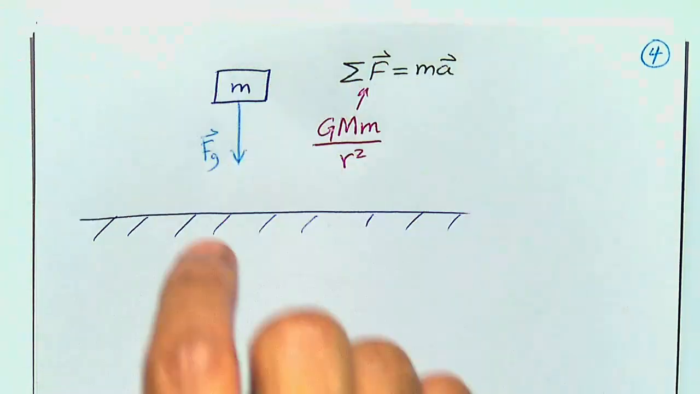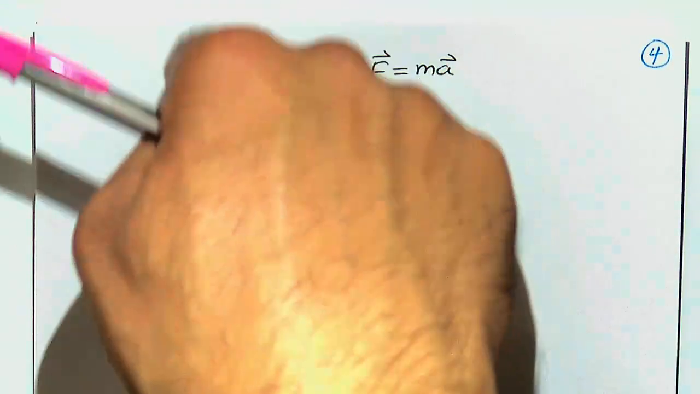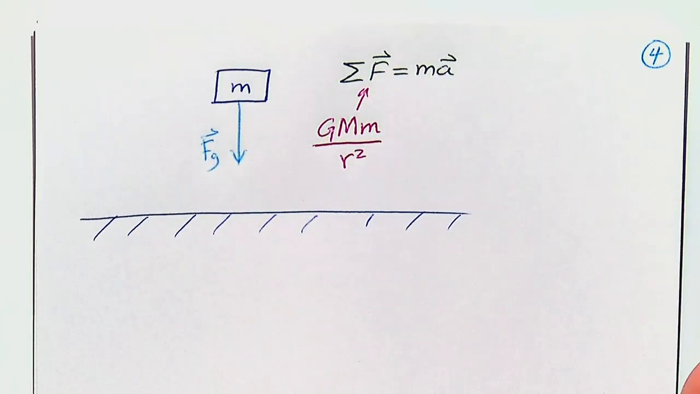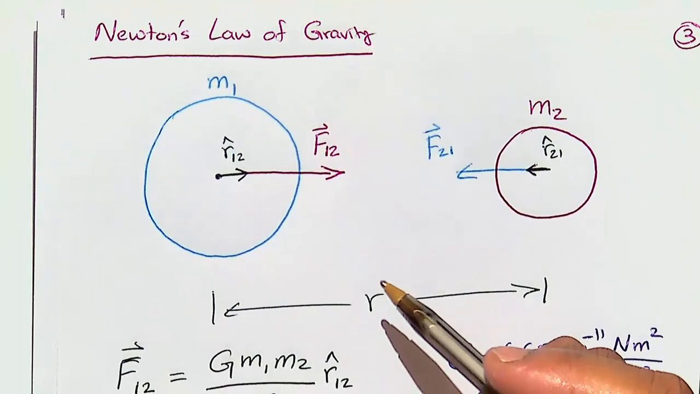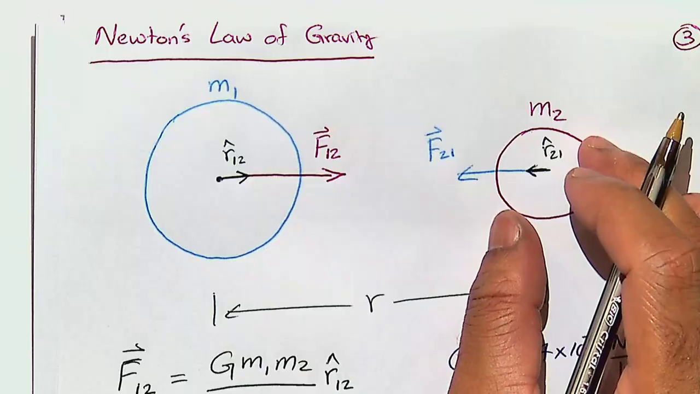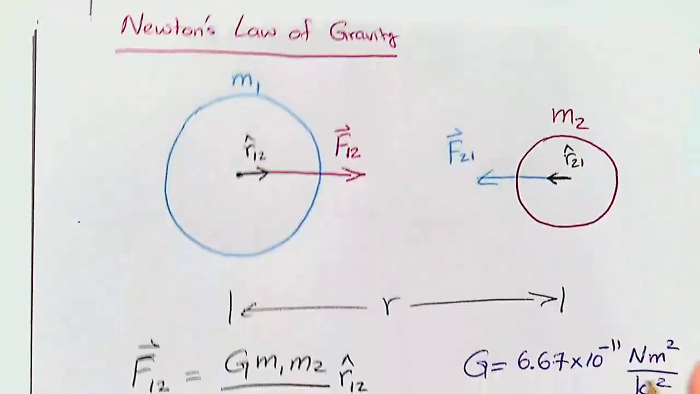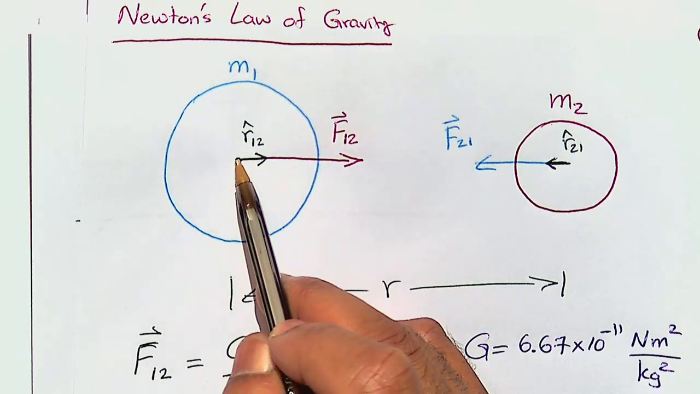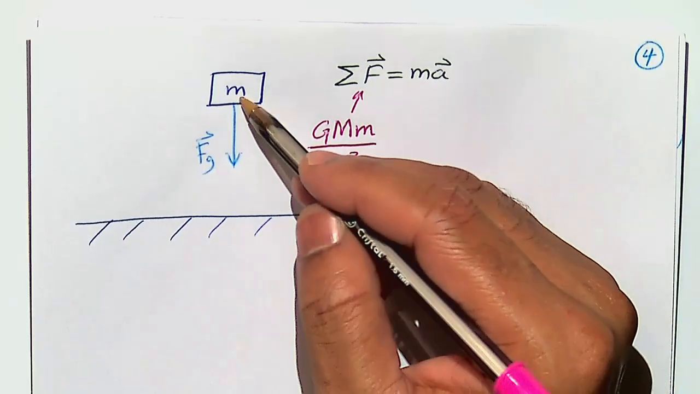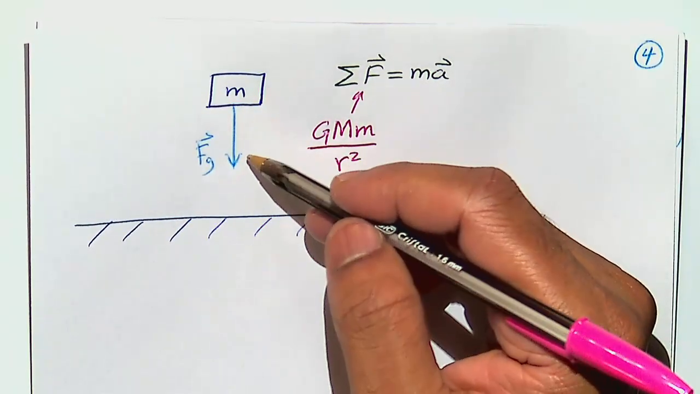Now, I know the direction. I'm going to ignore the unit vectors because I know which way this direction is, and it's not going to change once it falls. As it falls, the direction of the vector doesn't change. It's always downward. And r, remember, it's the distance between the centers. So if this is the Earth, and this is your small object, then what you need is the distance from the center of the Earth to the center of that object. So when you're talking about that distance, it isn't the distance to the surface.